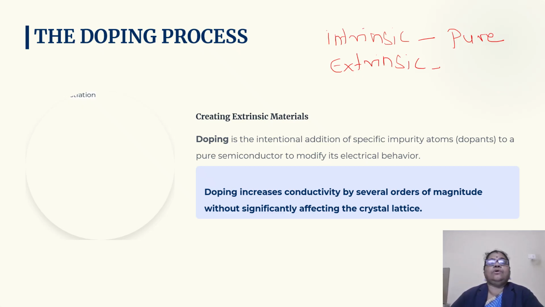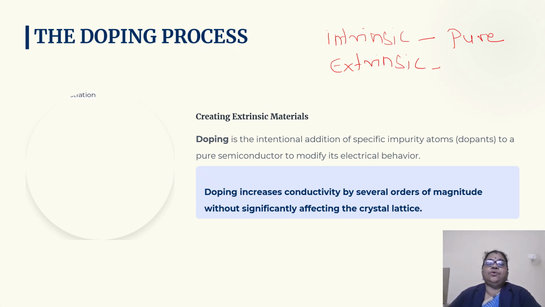Okay, so how do we create an extrinsic semiconductor? By doping an element into that pure form of semiconducting material. So what is meant by doping? Doping is the intentional addition of specific impurity atoms, which we call dopants, to a pure semiconductor to modify its electrical behavior.